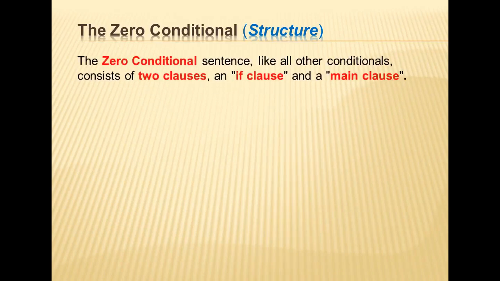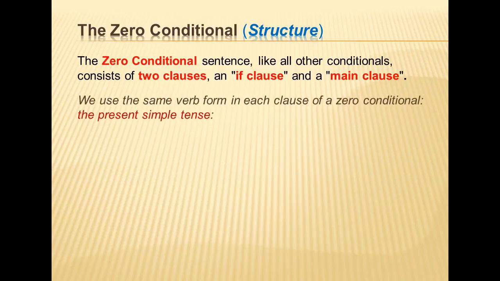The zero conditional sentence, like all other conditionals, consists of two clauses: the if clause, and the last one is the main clause. So you have to put them together to become one conditional. You call it the zero conditional.